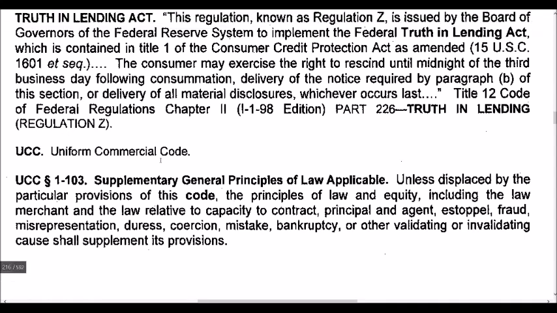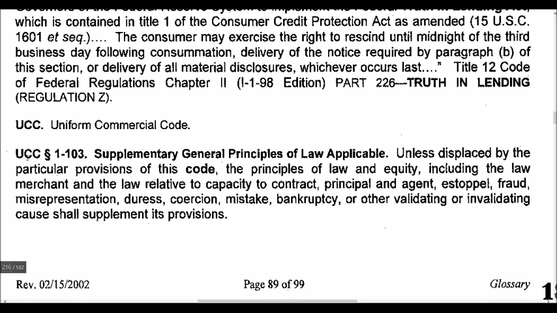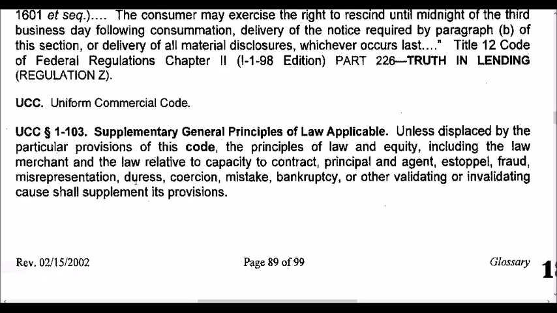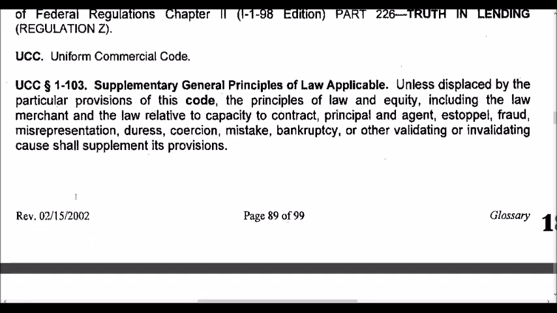UCC, Uniform Commercial Code. UCC Section 1-103, Supplementary General Principles of Law Applicable. Unless displaced by the particular provisions of this code, the principles of law and equity, including the law merchant and the law relative to capacity to contract, principal and agent, estoppel, fraud, misrepresentations, duress, coercion, mistake, bankruptcy, or other validating or invalidating cause shall supplement its provisions.